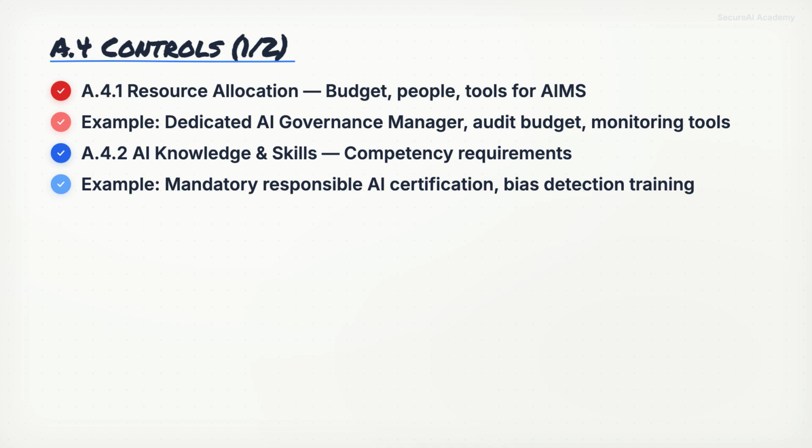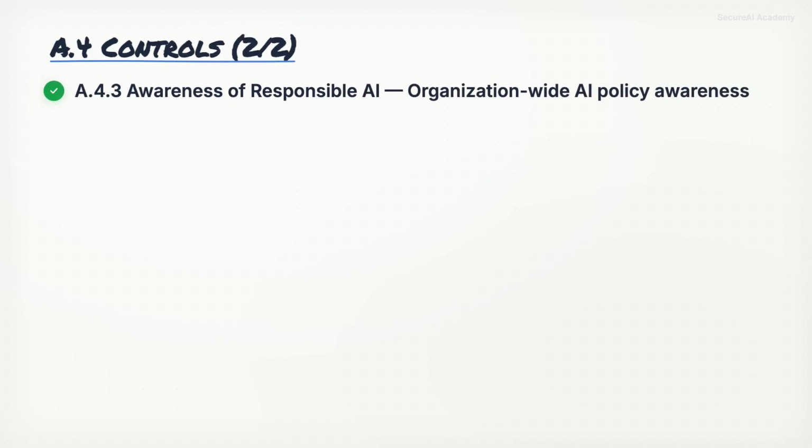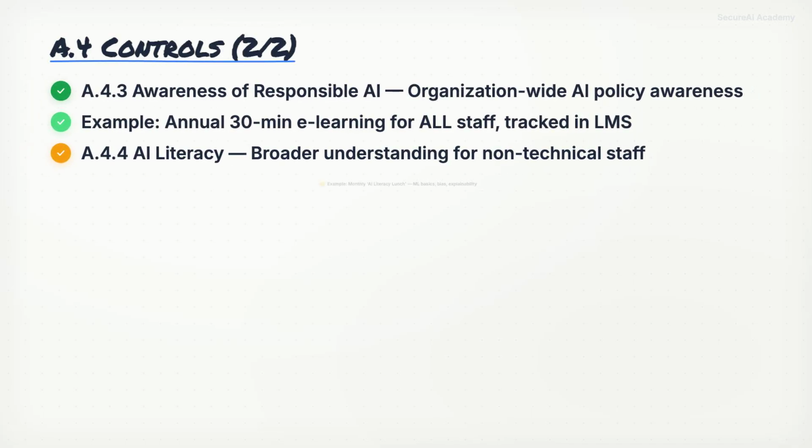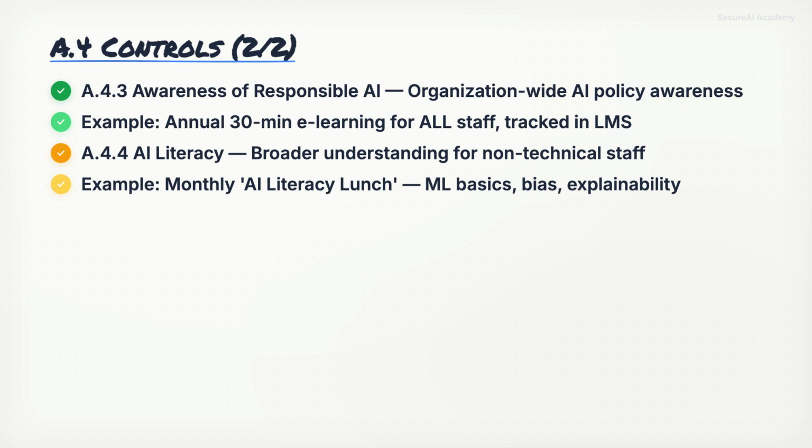Control 3. Awareness of responsible AI. Ensure everyone understands the organization's AI policy and their role. Example: all employees, not just the tech team, complete annual responsible AI awareness training. A 30-minute e-learning module covers what AI systems the company uses, potential risks, how to report concerns, and the AI policy highlights. Completion is tracked in the learning management system.